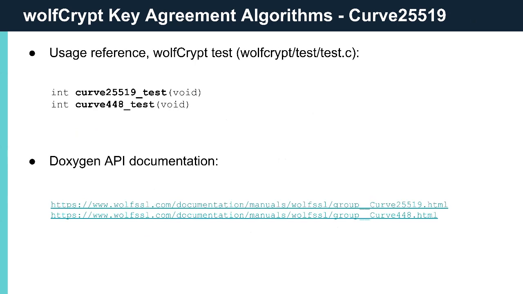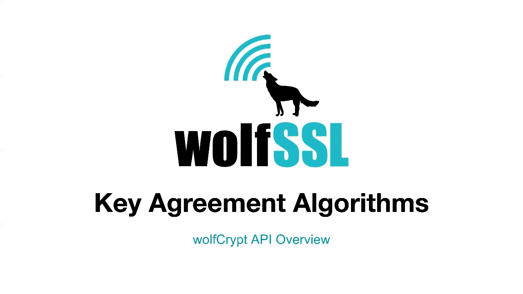Algorithm usage and reference is in the curve25519 and curve448 test functions of test.c. So that gives you the overview of our key agreement algorithms.